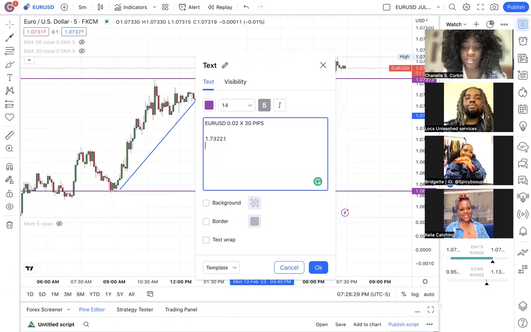Yep, correct. So Kayla said the number will be, if we were going up 30 pips and we got into this trade for a buy, our TP will be 1.73521. That's correct, because remember, we want to ignore the last digit and do 30 pips from here. Now, somebody tell me, what would our profit be, right? 30 pips times 20 cents. How much can we potentially make in that trade? $6. Exactly. Thank you, Spicy.